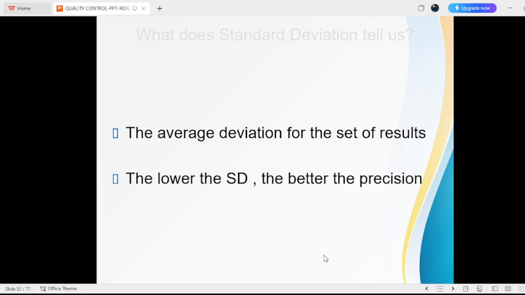What does standard deviation tell us? We will get some information from the standard deviation value: the average deviation for the set of results. And the lower the SD, the better the precision. We are always talking about SD plus or minus 1 SD, plus or minus 2 SD, plus or minus 3 SD. So the lower the value of SD, the better the precision.